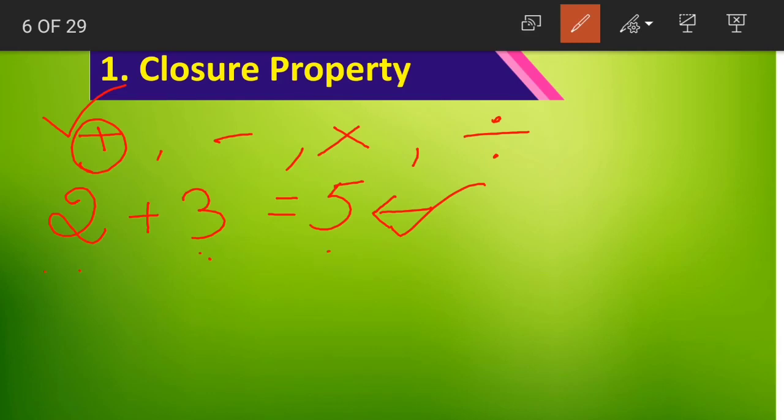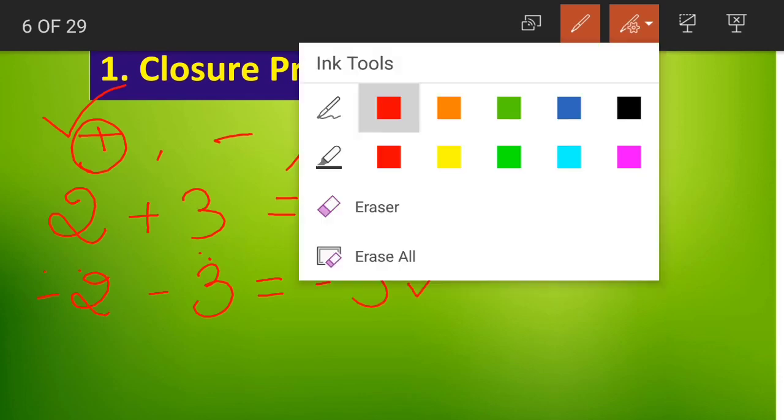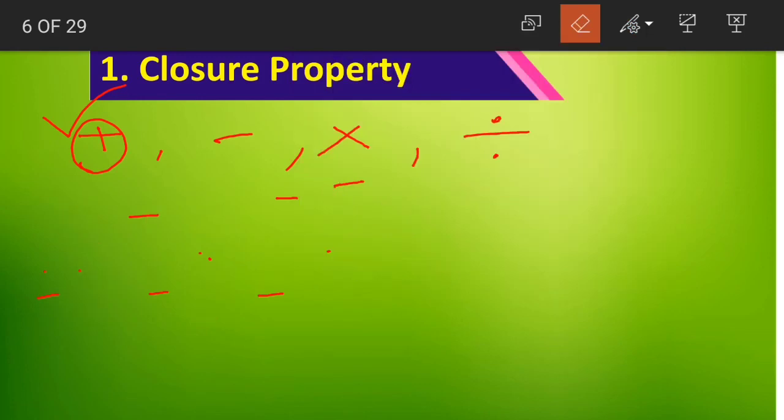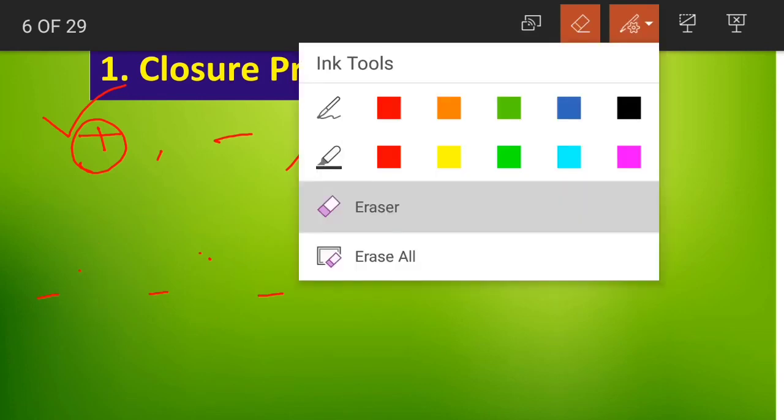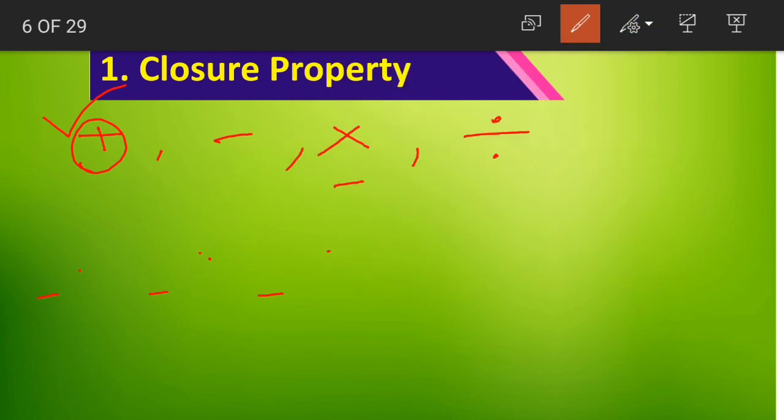Okay class, we shall take 2 negative integers as well. When we add these 2 integers, minus 2 and minus 3, the answer is minus 5, which is again an integer, right? So we can say that addition of integers satisfies closure property. Coming to the next operator, which is subtraction. When we subtract 2 integers, say 2 minus 3, what is the result? The result is minus 1.